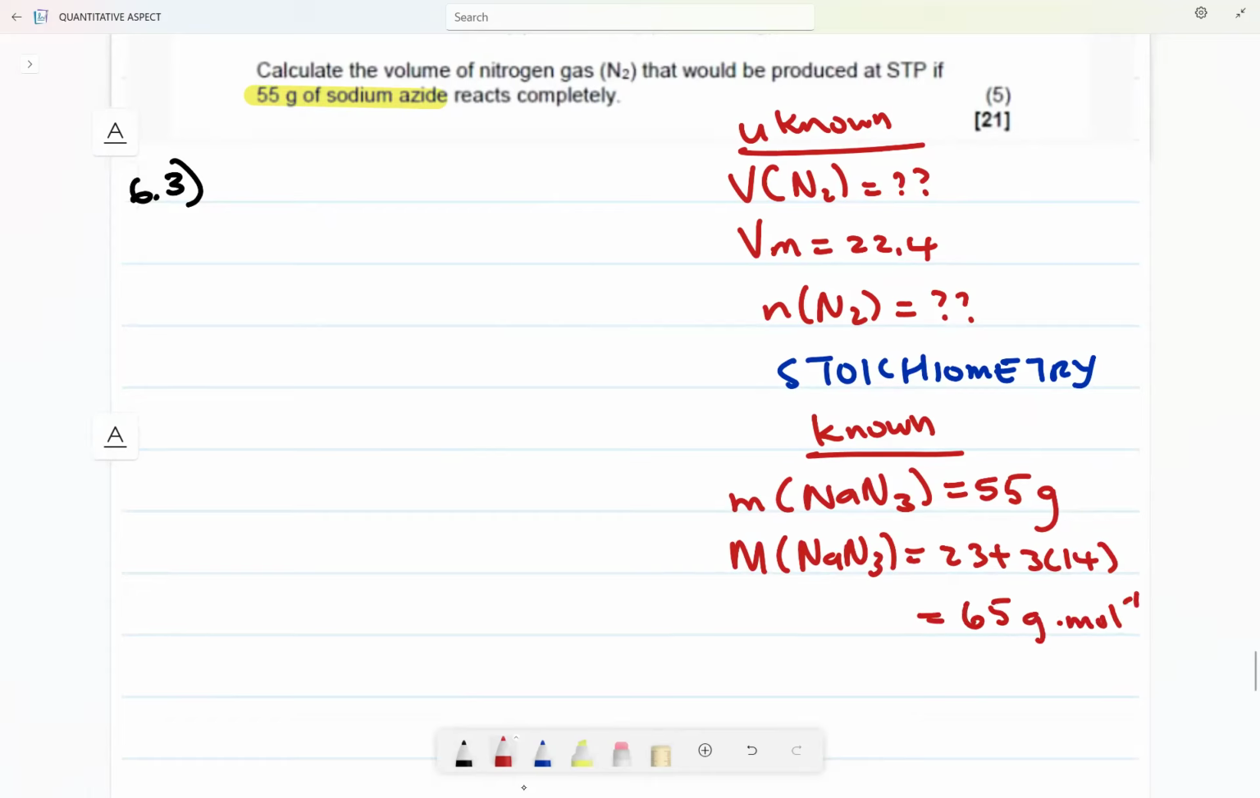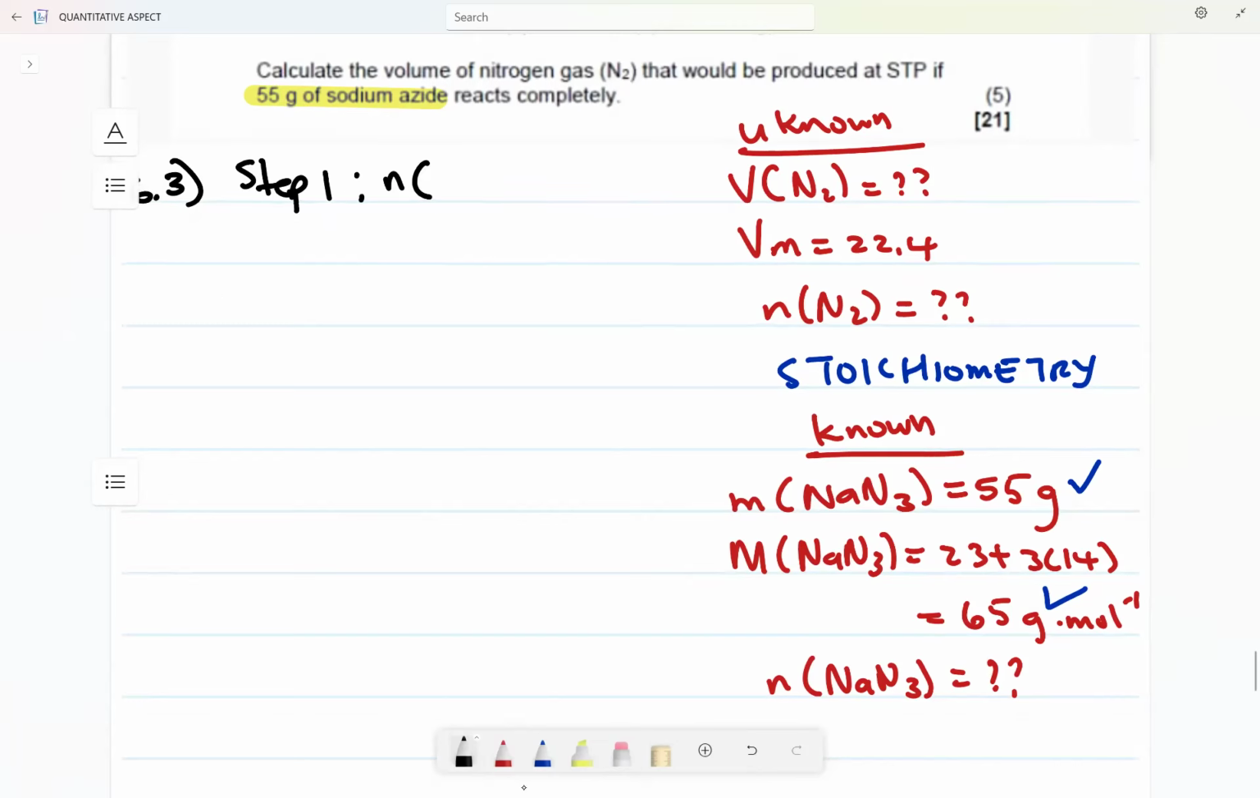grams per mole. Then can I get the number of moles of sodium azide? Yes, I can, because I know mass and I know molar mass. Remember, stoichiometry has 3 steps. Step number 1, calculate the number of moles of the known, and the known in this case is sodium azide. So number of moles is equal to mass divided by molar mass.